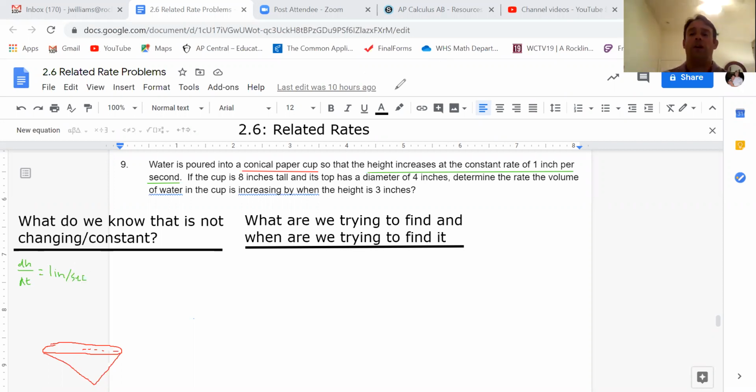If the cup is 8 inches tall. All right, so we have some dimensions of our cup here. The cup is 8 inches tall. That'd be an awfully big snow cone right there, friends. 8 inches tall, and it has a diameter of 4 inches.